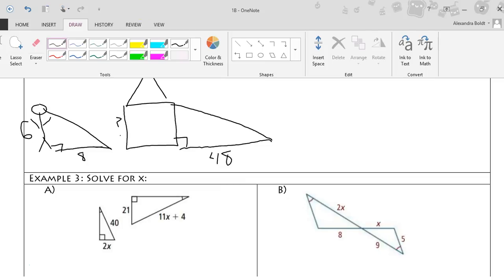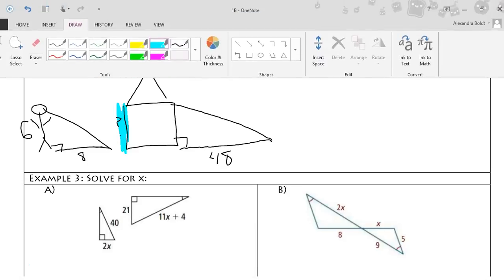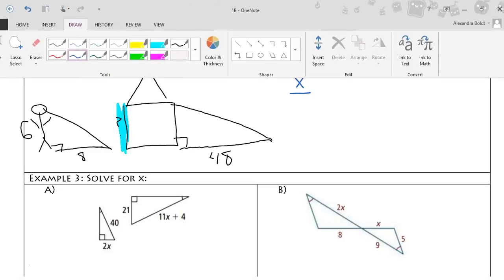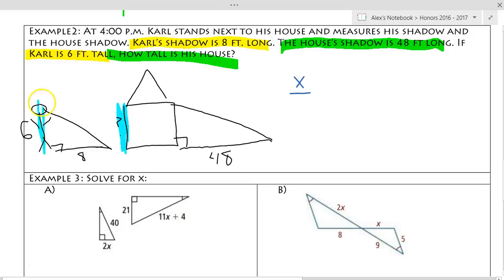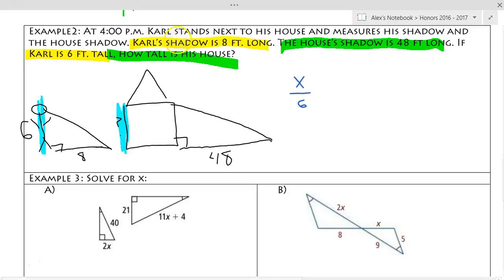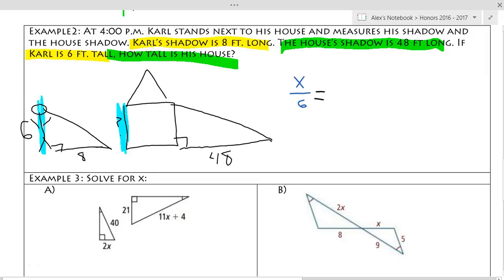So, just like before, I'm going to set up our proportion. I'm going to start, again, as always, with my variable, which is the height of the house. So you can use h, x, whatever variable you would like. I'm just going to use x. And since I used the height of the house, I'm going to match that with the height of Carl, which is 6. So x over 6 equals. Then, since I started with the house, I have to start with the house in the second ratio as well. The shadow of the house is 48. The shadow of Carl is 8.